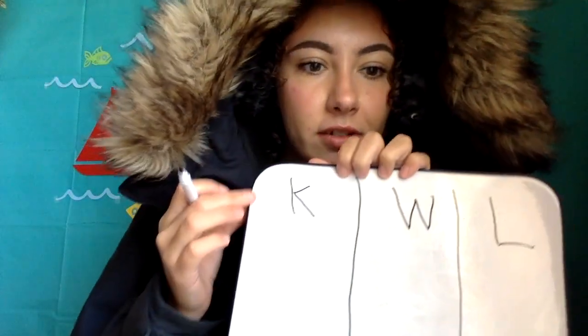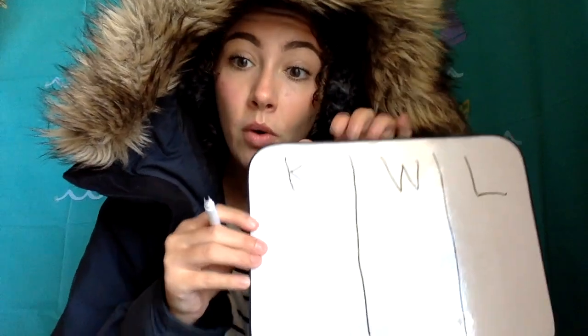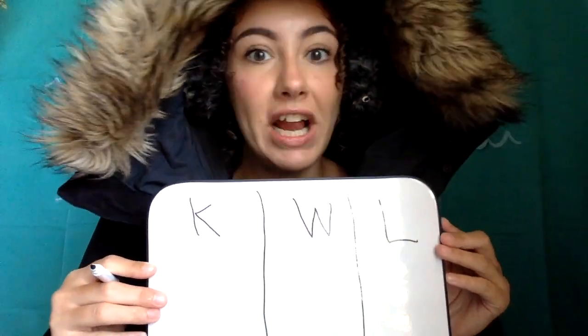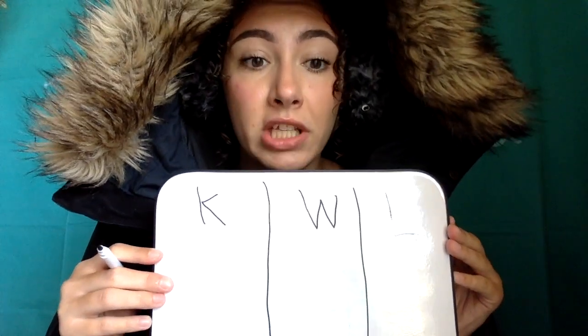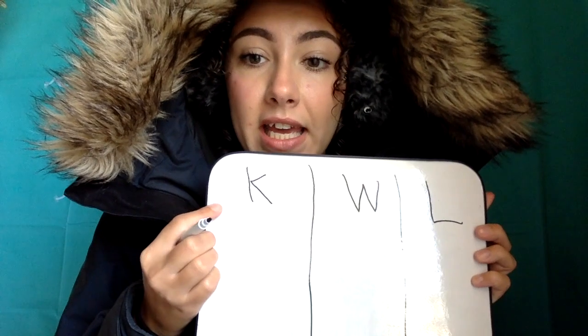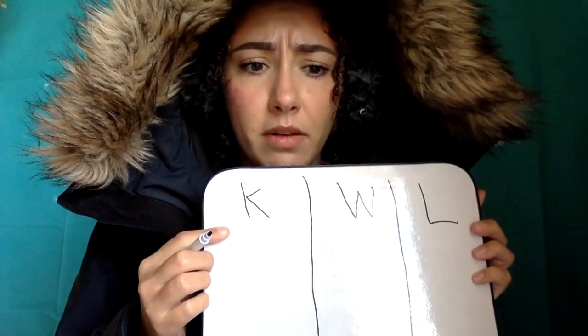All right? So we are going to use it to organize what we know about penguins. Now you can use a KWL chart for any story or any information that you learn, but today we're going to use it for penguins, okay? So the K is for what we already know. So what do you know about penguins already?